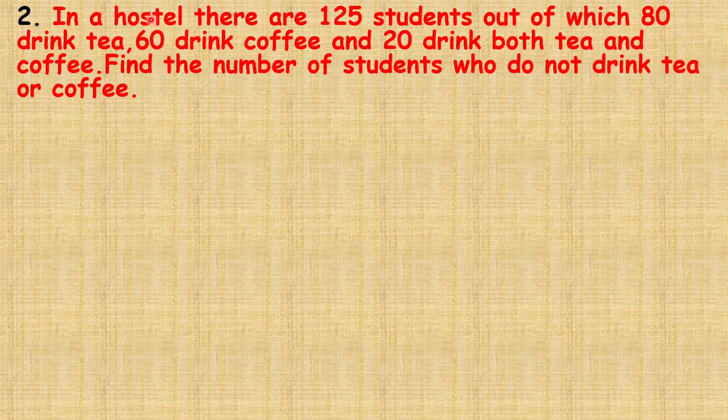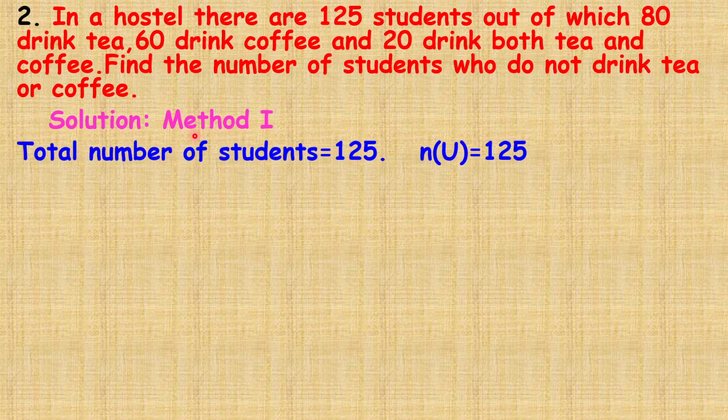Example 2. In a hostel, there are 125 students, out of which 80 students drink tea, 60 students drink coffee, and 20 students drink both tea and coffee. Find the number of students who do not take tea or coffee. First, read this example carefully and write the elements. We can solve this example in two methods, by using the formula and by Venn diagram.